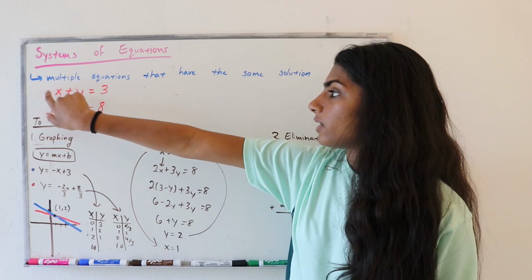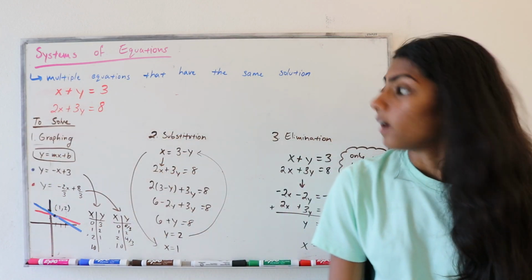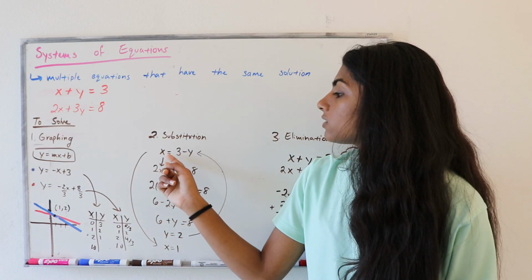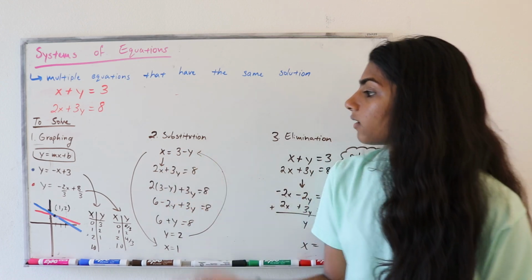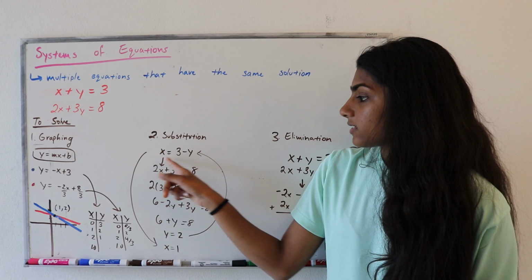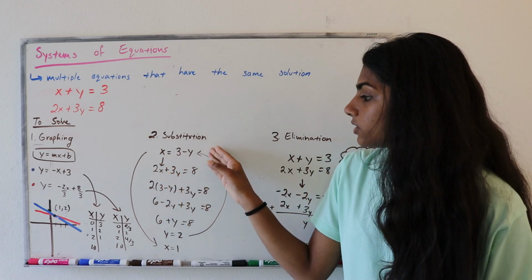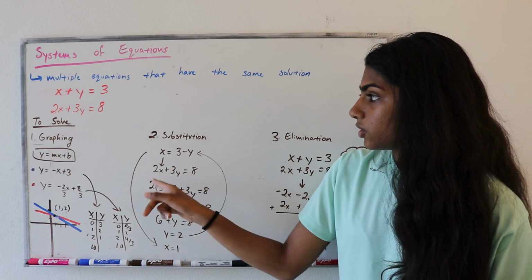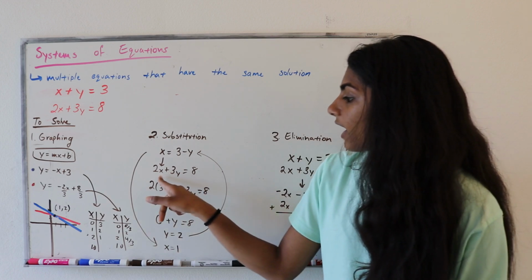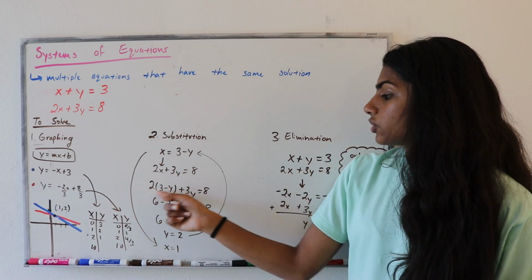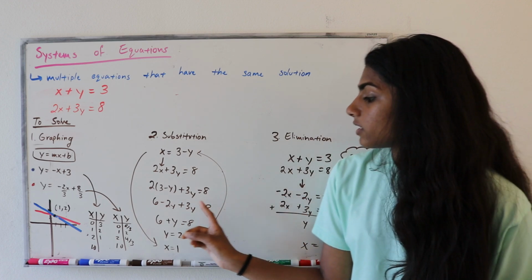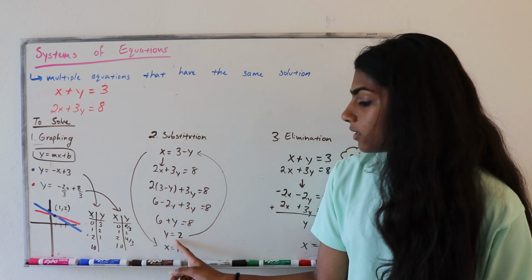So what I did is I rearranged this first equation, x plus y equals 3. I just moved everything around, so then it said x equals 3 minus y. Then, since I knew that x equals whatever this is, I substituted that into the other equation, 2x plus 3y. So whatever x says, I put this in, as seen right here. Then I just distribute and simplify the equation until I got y equals 2.